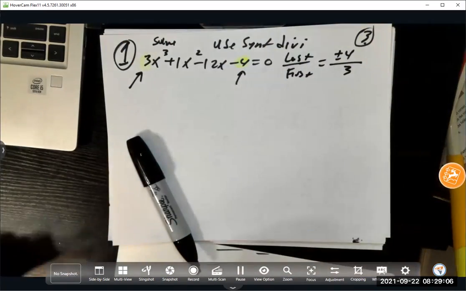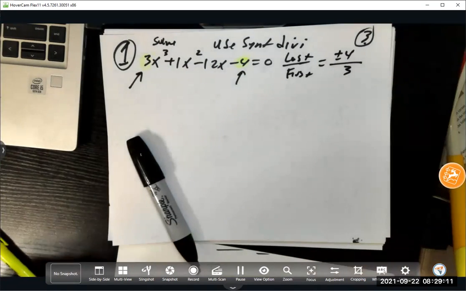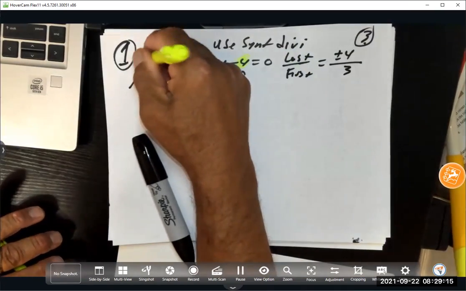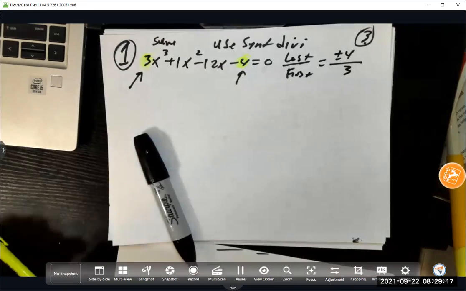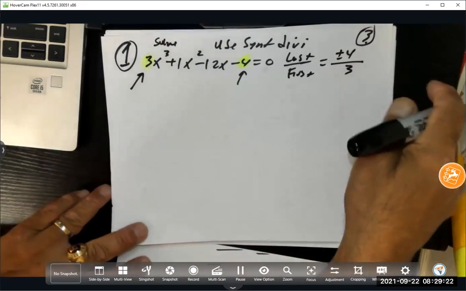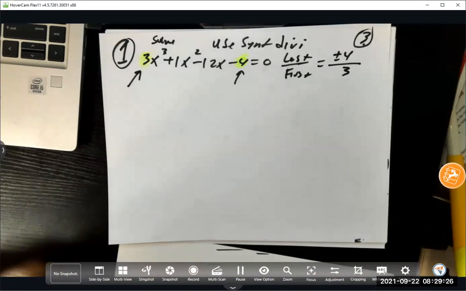Okay. Yes. Now once I have that, I got the last number, and I got the first number. All right. So now I'm gonna do all the numbers that divide 4. Let's think about it. What numbers divide 4?